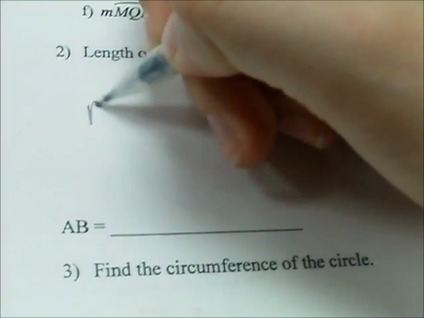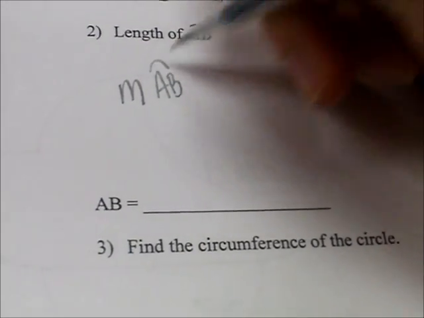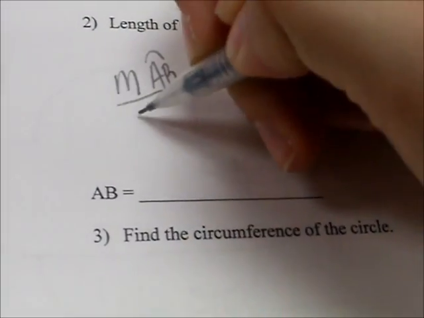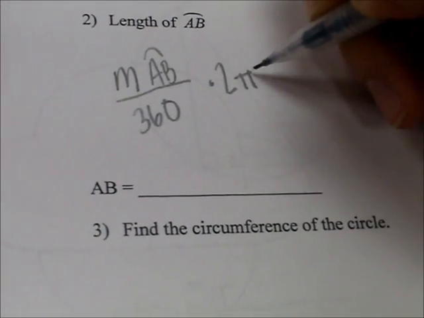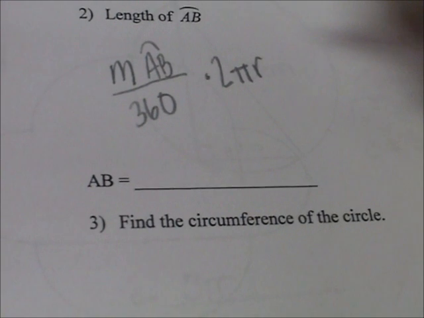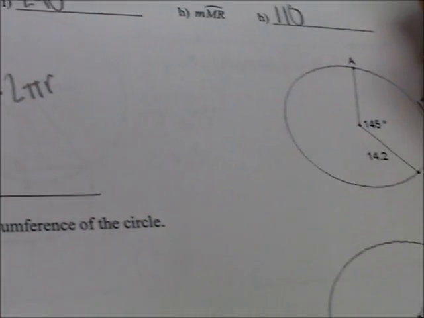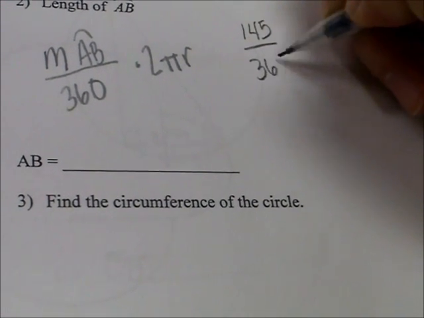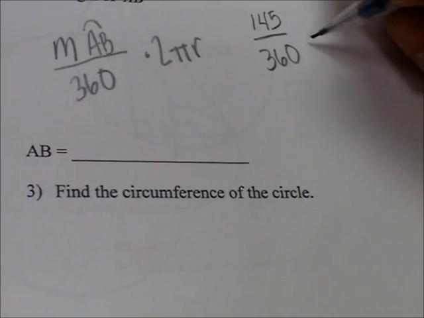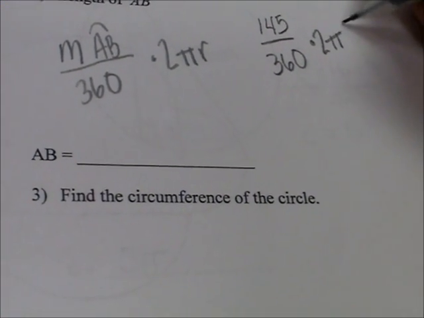To solve problem 2, you need to use the arc length formula, which is arc AB is equal to the measure of arc AB over 360 times 2 pi radius. In this picture, it is given that the measure of arc AB is 145. So you take 145 over 360 times 2 pi times the radius, which is 14.2. Then when you solve, you get AB to be approximately 35.936.